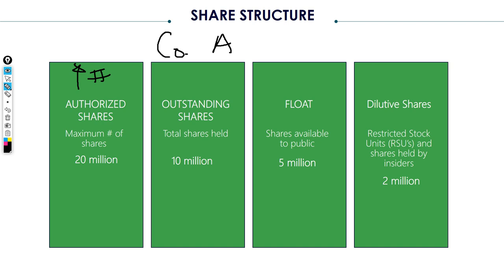Okay, now let's say, again, company A has 10 million outstanding shares. Okay, this number always has to be lower than authorized shares, but it's going to be the biggest number out of these 3 categories at all times. All right, now again, we have 20 million and 10 million so far.